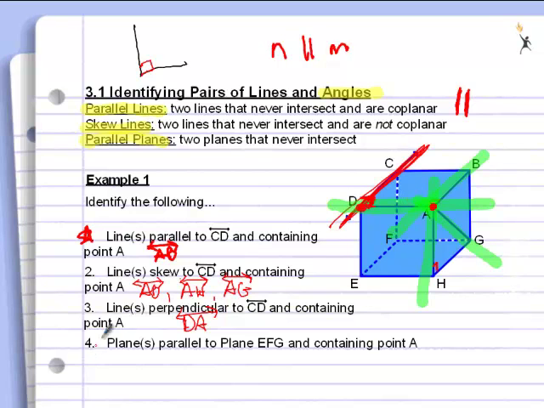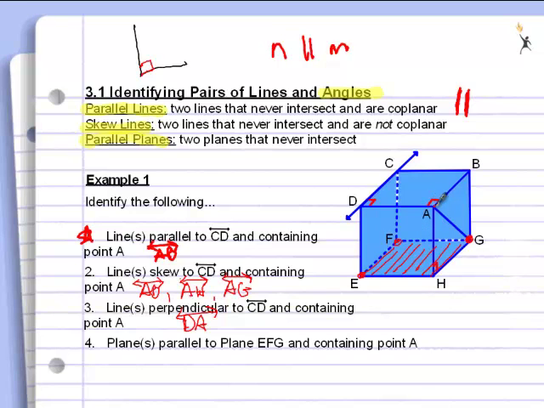Let's look at number 4. A plane or planes parallel to EFG and containing point A. First of all, let's identify EFG. Here's point E, here's point F, here's point G. The plane that connects all three is this plane right here. Okay, it could be the bottom of our box if you want to see it like that.